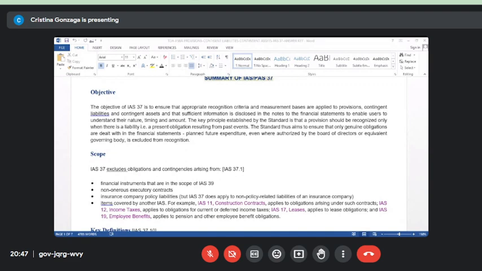Future operating losses. Provision should not be recognized for future operating losses even in a restructuring. Pag ganyan nga, ina-anticipate mo yung operating loss, wala yan. Hindi yan, walang provision for that. Okay? So, walang entry for future operating losses.